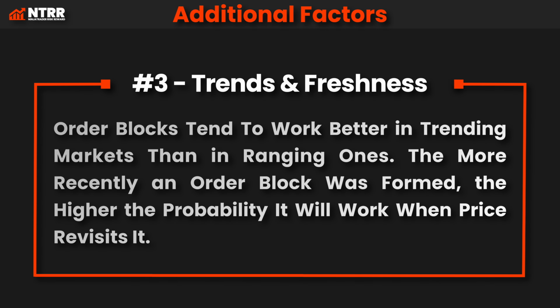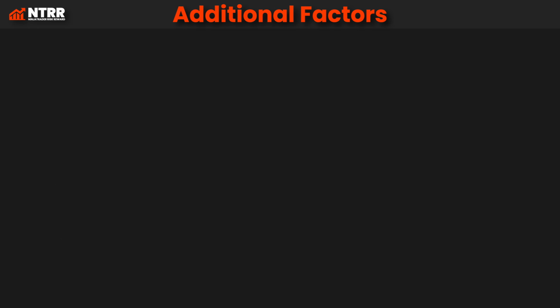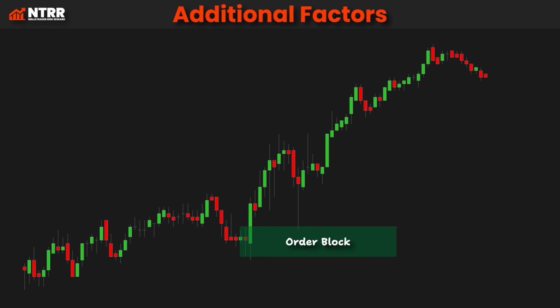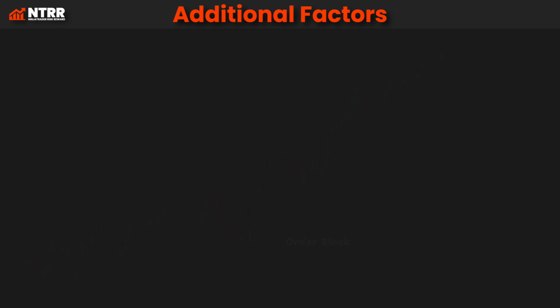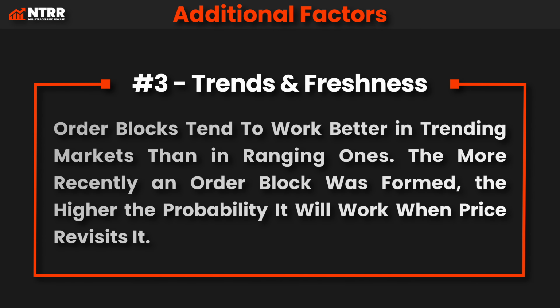Number 3. Market trends and freshness. Order blocks tend to work better in trending markets than in ranging ones. In a trending market, the balance between supply and demand is more predictable, and order blocks that align with the trend are more likely to hold. For example, in a bullish trend, a recently formed order block acting as demand often provides an excellent entry for a continuation trade. The freshness of an order block is also crucial. The more recently an order block was formed, the higher the probability it will work when price revisits it. Market conditions change over time, and as demand and supply dynamics shift, older order blocks can lose their relevance. Trading a fresh order block ensures that you're working with levels that still reflect the current market sentiment.